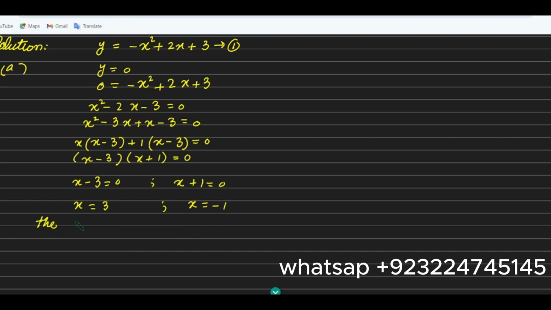As these values of x lie on the x-axis, the coordinates of A and B will be: the first one x equals minus 1, y equals 0, and the second one x equals 3, y equals 0. This is the solution of the question.